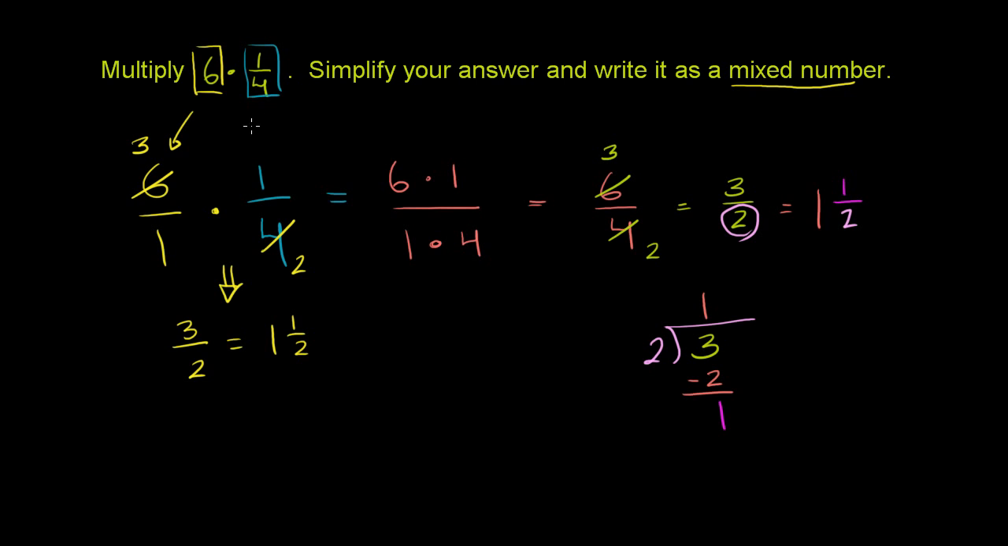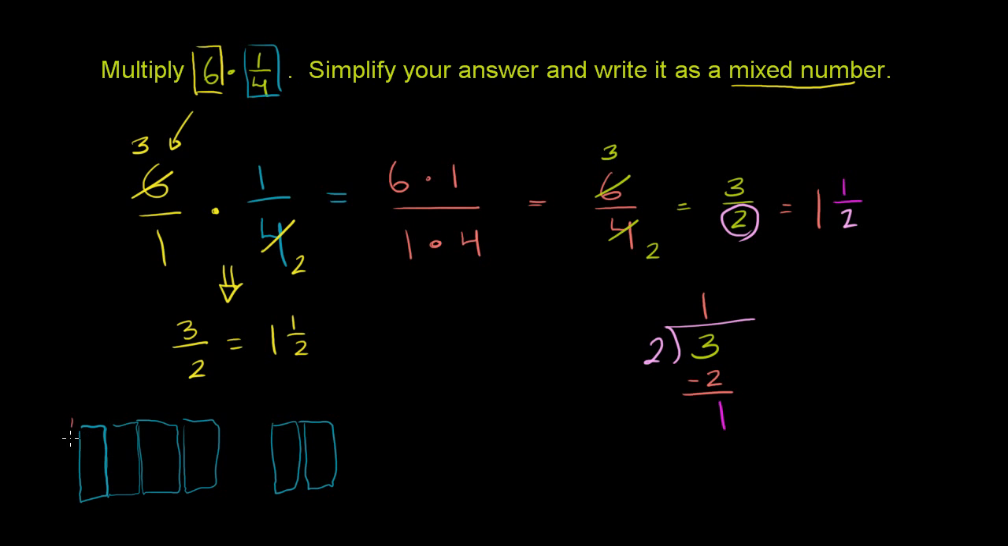And let's think about why this makes sense. Let's think about what 6 times 1/4 is. Let me draw 1/4. Let's say that is 1/4 right there. And let's do 6 of them. So that's 1/4, that's 2/4, that's 3/4, that's 4/4, which would be a whole. And then you have 5/4, and then you have 6/4. So this is 6 times 1/4.